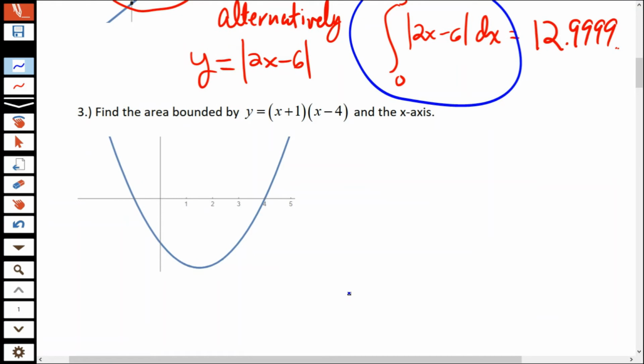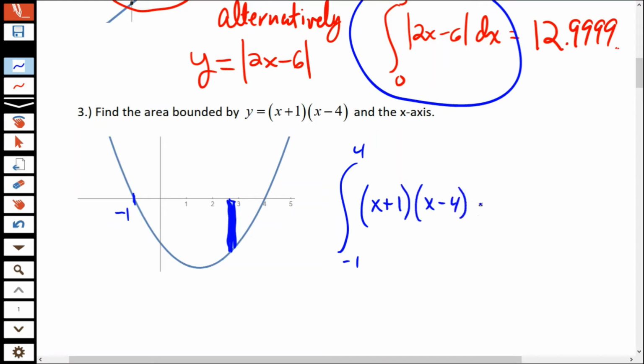Of course, if the entire area is below the x-axis, just take the integral. This is going from -1 to 4, and here's our representative rectangle. It's below the x-axis, so it's the integral from -1 to 4 of x plus 1 times x minus 4 dx. If you calculate it, just take the absolute value, and the answer that you're going to get is -125 over 6.